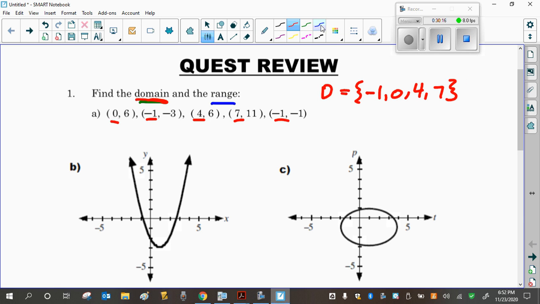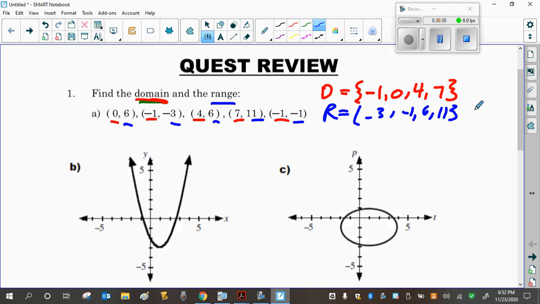And then the y's are 6, -3, 6. Don't need to write 6 again. So -3, the range is, and you don't put -3, -1, 6, and 11.